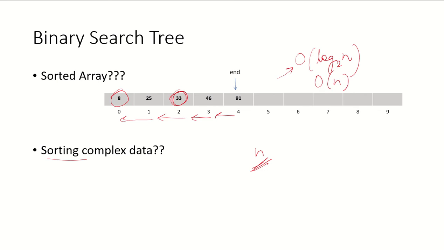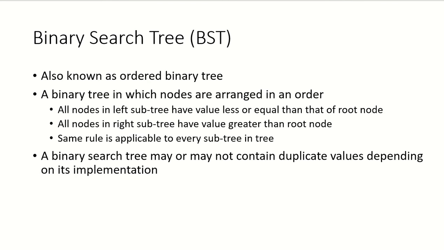So can we have some data structure where we can store data in such a way that searching for a particular data becomes easy? So we introduce the concept of the binary search tree, which is also known as a BST, and also known as an ordered binary tree. Here, in this tree, nodes are arranged in such an order that all nodes in the left subtree have a value less than or equal to that of the root node.